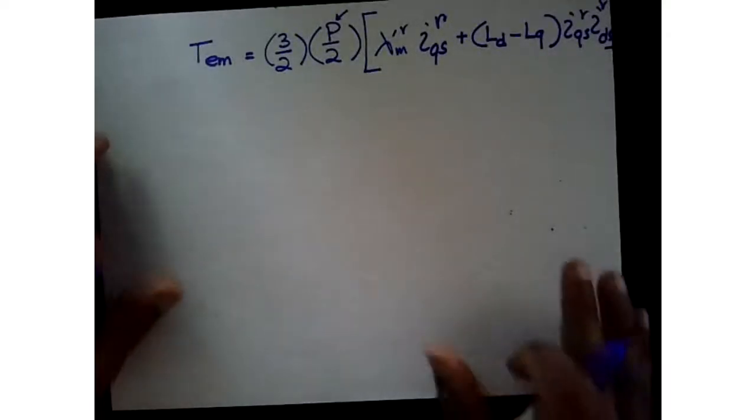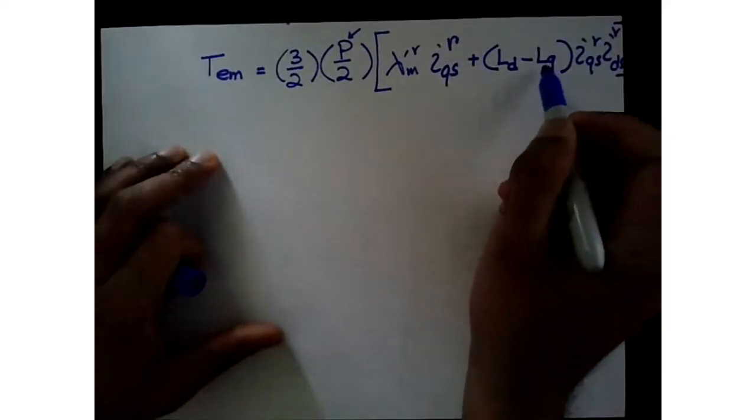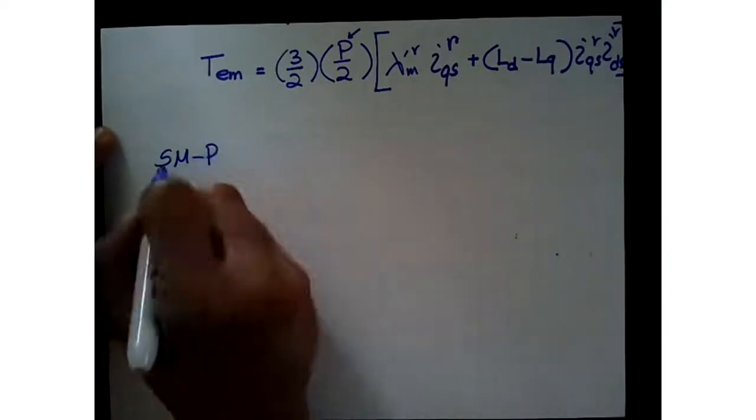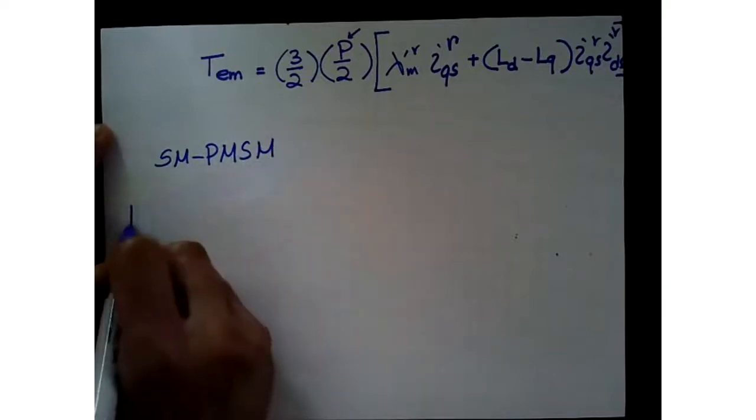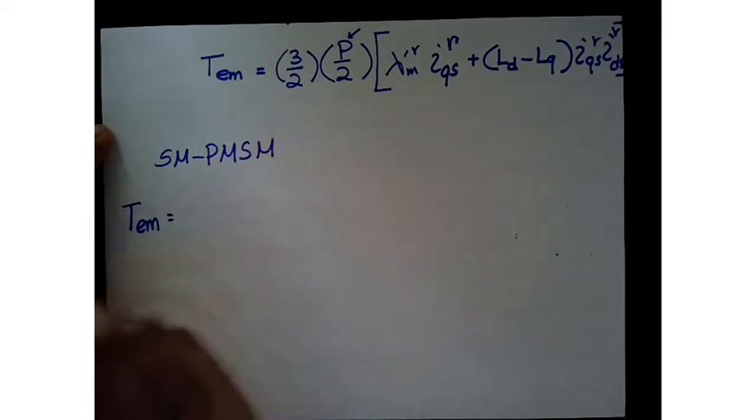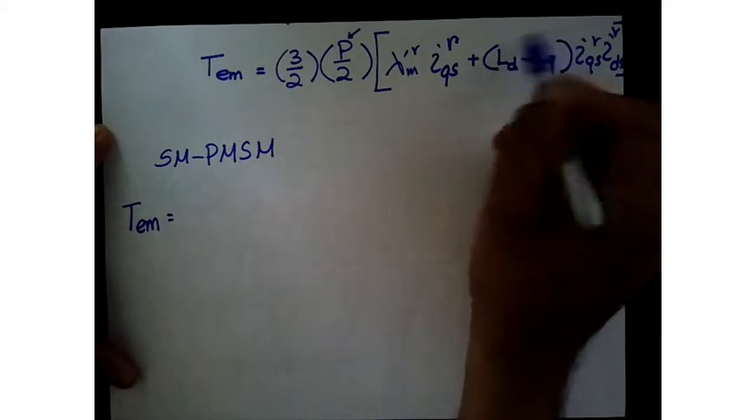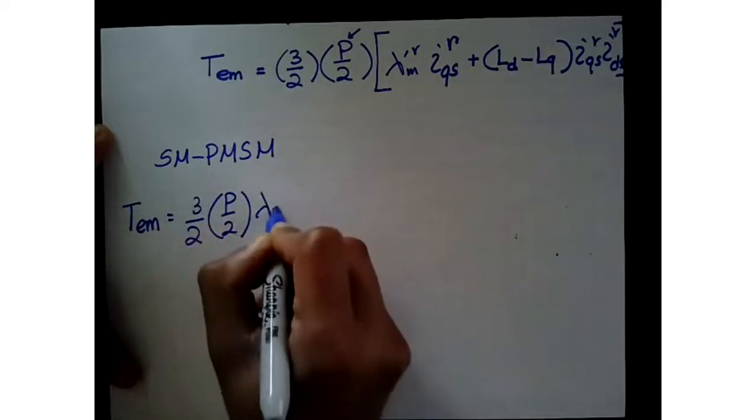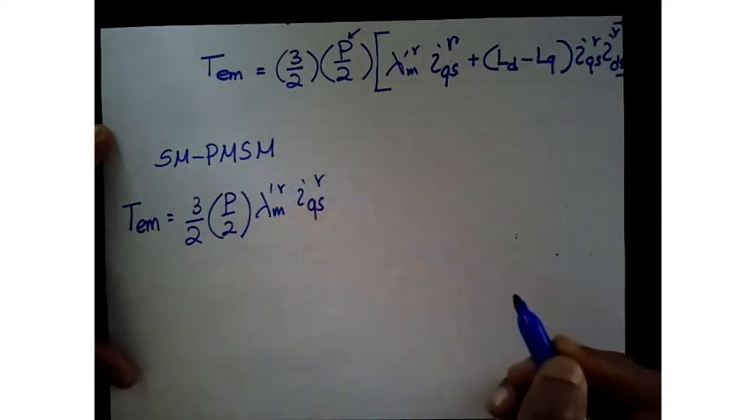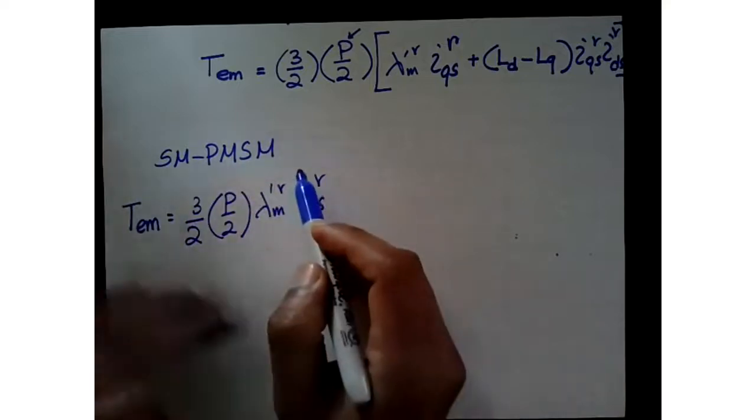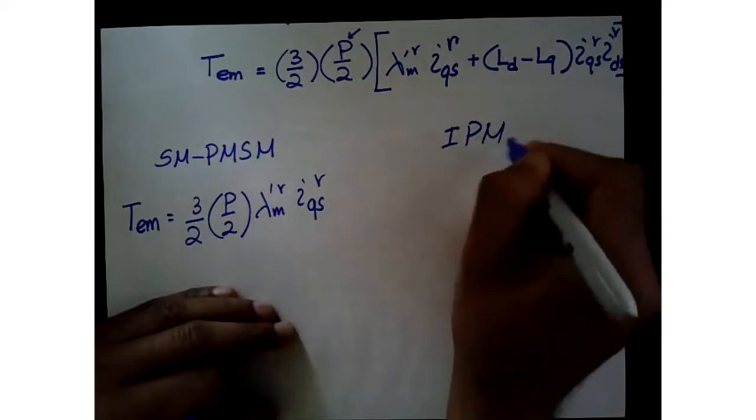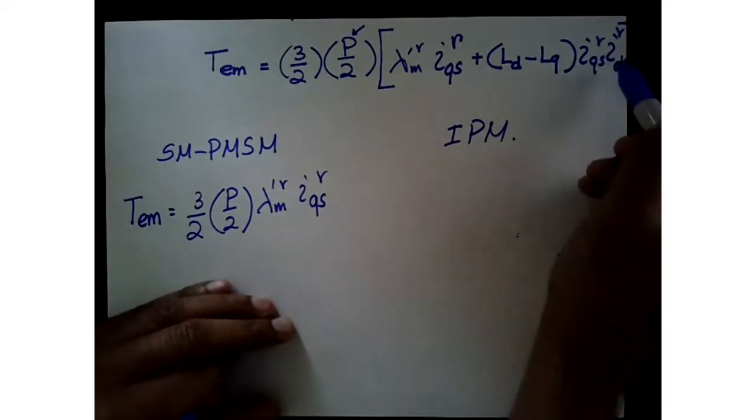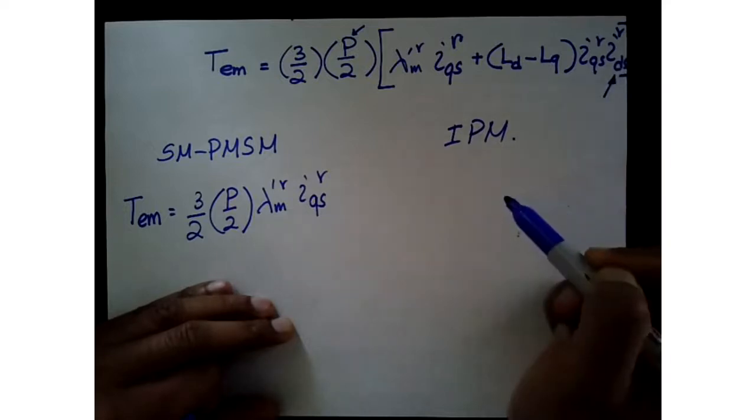Now, when we look at our torque generation, the inductor torque equation, we can see that for SMPMSM, surface mount permanent magnet synchronous machine, our electromagnetic torque equation will simplify because your LD minus LQ becomes negligible. This will go to zero. Therefore, this equation becomes 3 over 2 P over 2 lambda M prime R IQSR. Okay. And if you look at IPM, interior permanent magnet, the full equation will be valid. And now what you can see here is you can even use your D-axis current to generate torque.